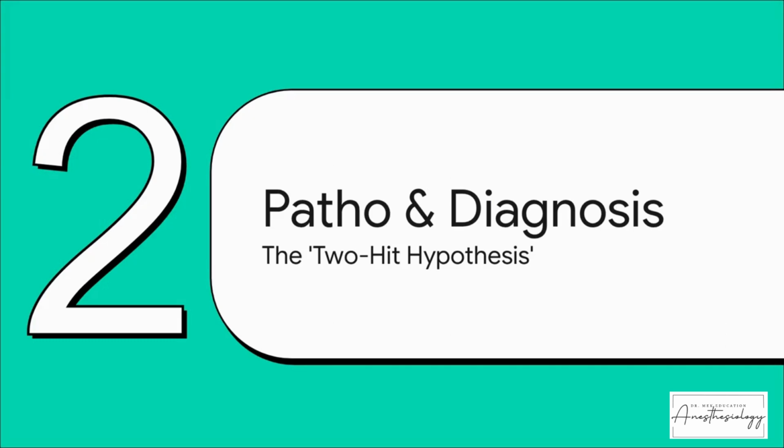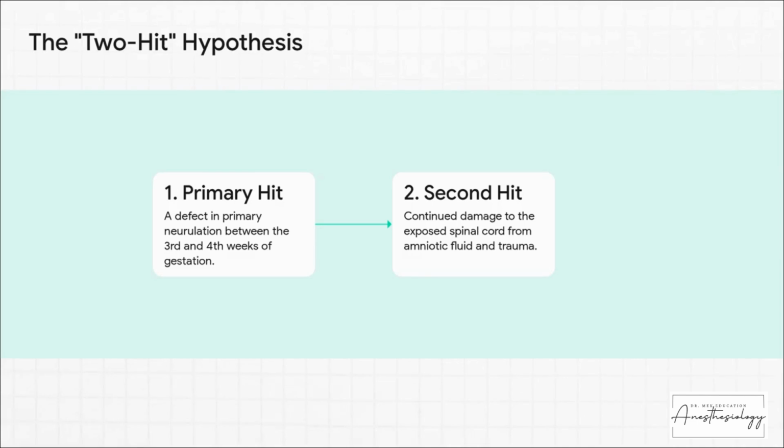Next up, let's get into the pathophysiology. To really understand MMC, we have to talk about the two-hit hypothesis, and of course, how we identify it prenatally. This hypothesis is so key because it explains the whole picture. There's the first hit, which is the initial failure in development, but then there's a second hit, that continuous damage happening in utero to the exposed neural tissue.